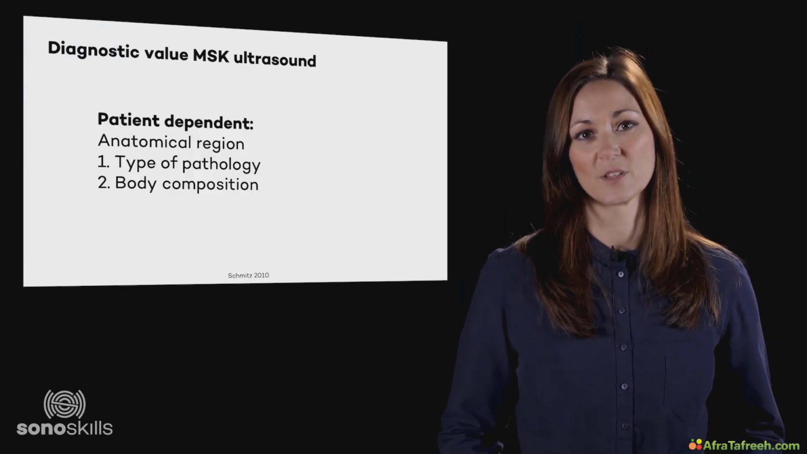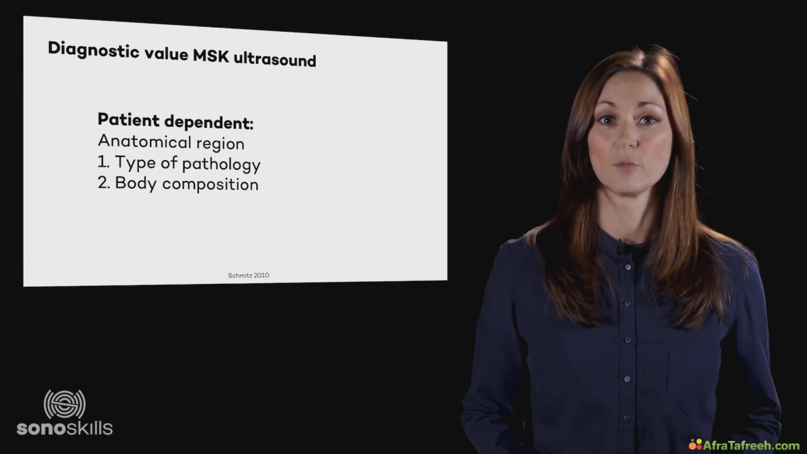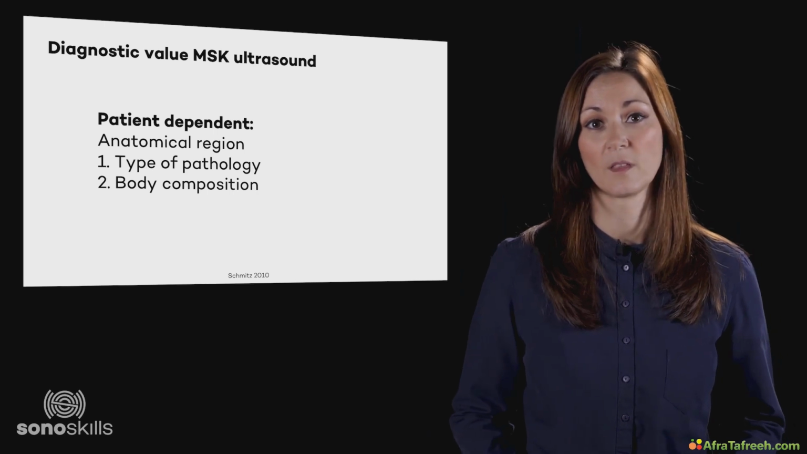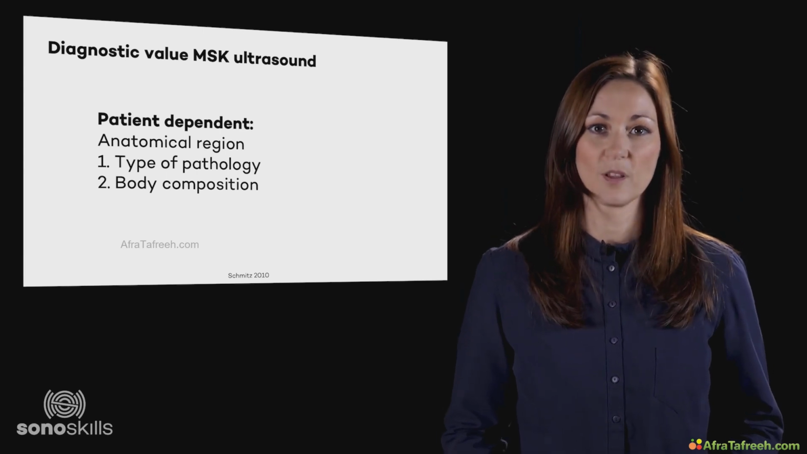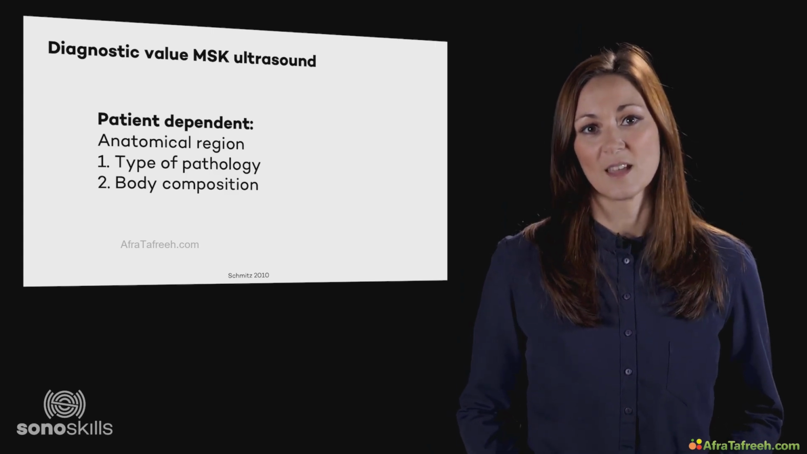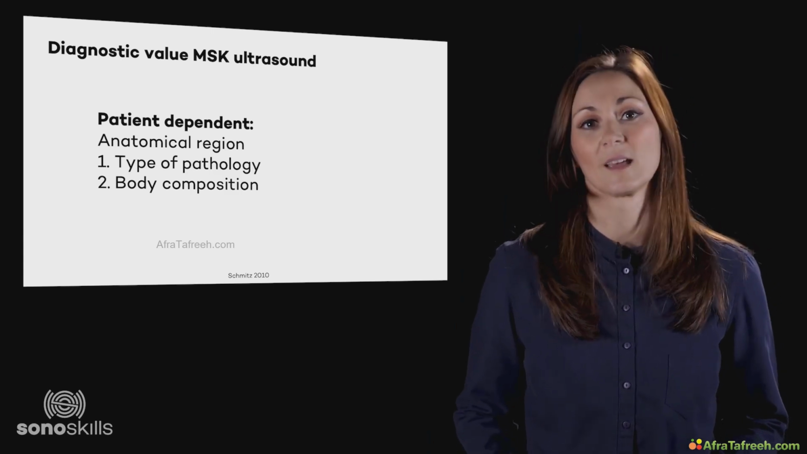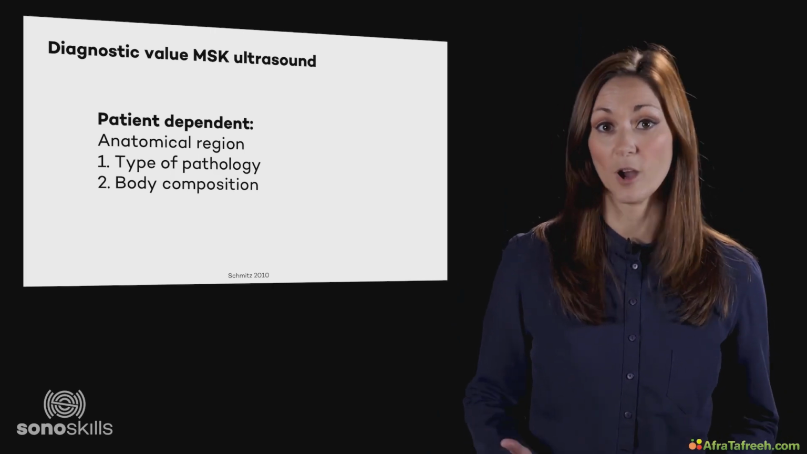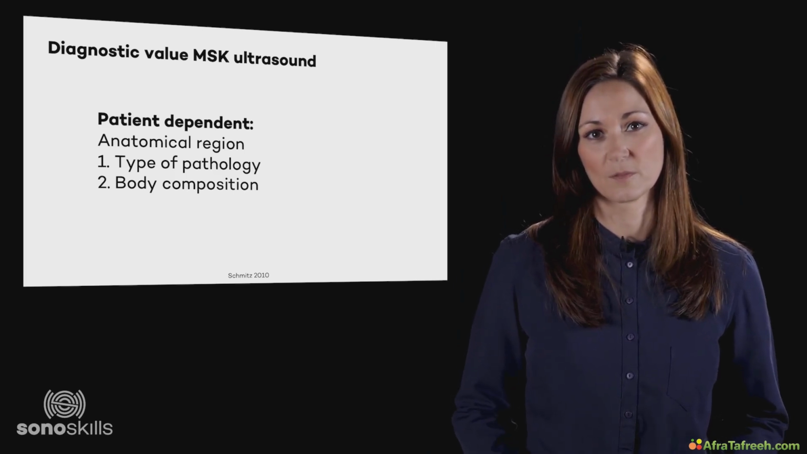The high diagnostic value of musculoskeletal ultrasound is related to a few important criteria. We've already discussed two of the three patient-dependent criteria, the type of anatomy and pathology. The body composition is also an important factor. For example, the more subcutaneous fat a person has, the poorer the images. Scans made in the geriatric population are also of poorer quality due to the presence of degeneration and connective tissue changes. But if you scan two young people with the same good BMI, there might still be differences in image quality based on the different body compositions.